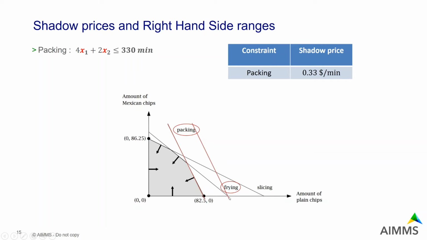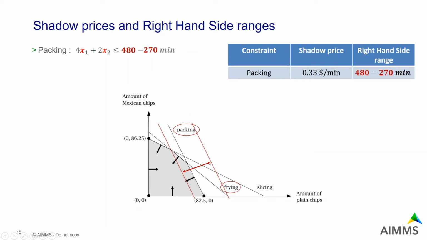So here we can definitely see that the frying capacity will be the only constraint that will be binding in our solution. So at this point, actually, the shadow price will change. But on this entire range, the shadow price is valid. We could do the same thing in the other way, okay?